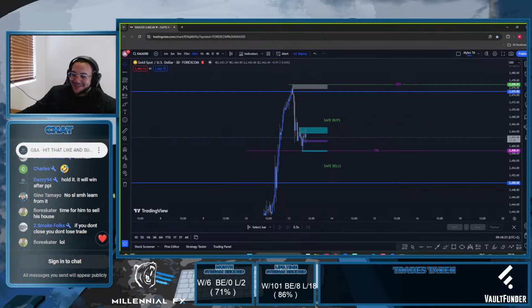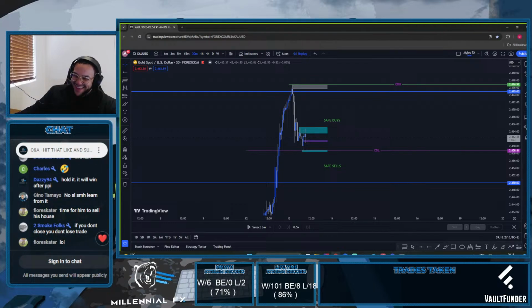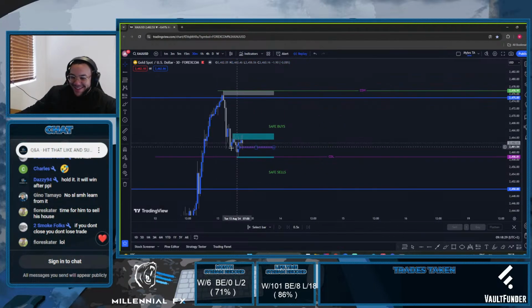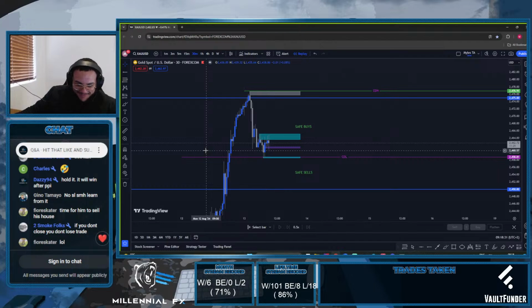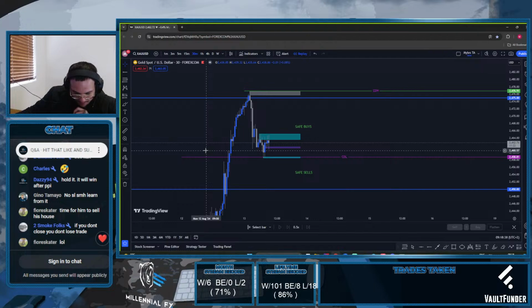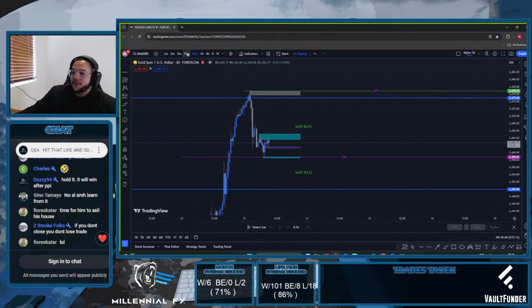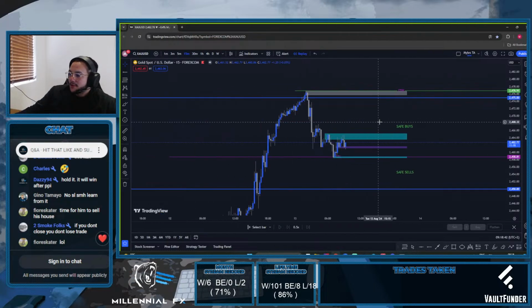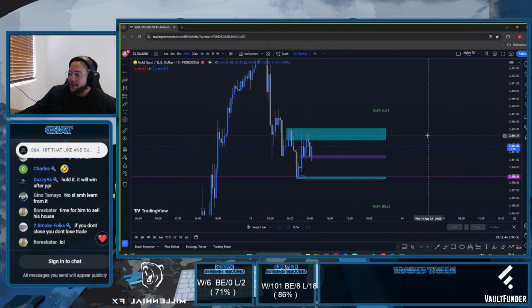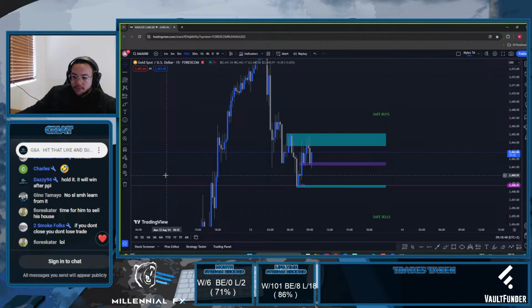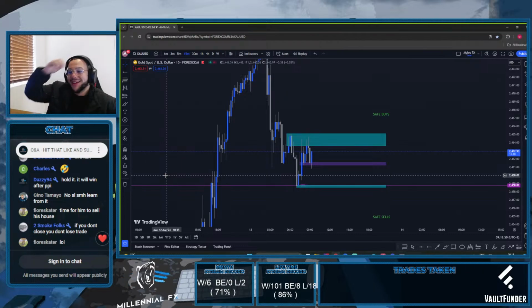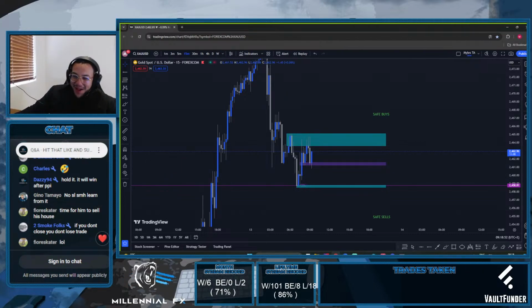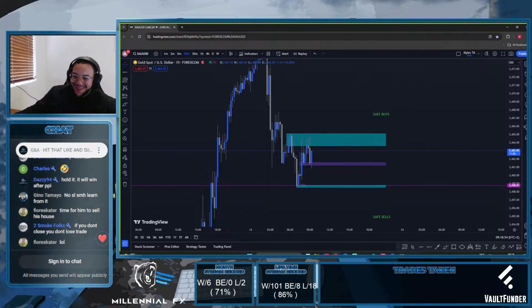If you don't close, you don't lose the trade. Oh shit. Okay, it seems like that 15 support is holding quite nicely.